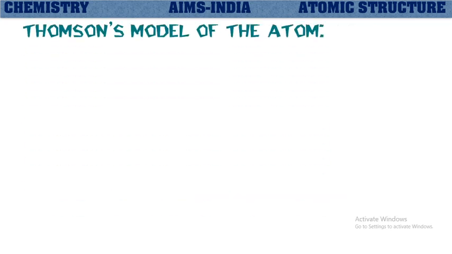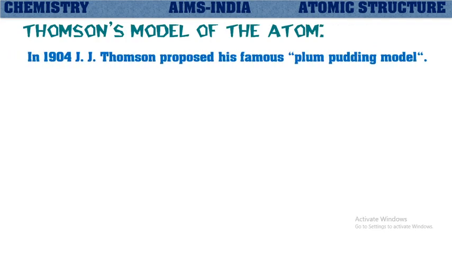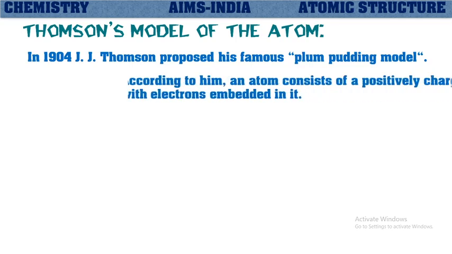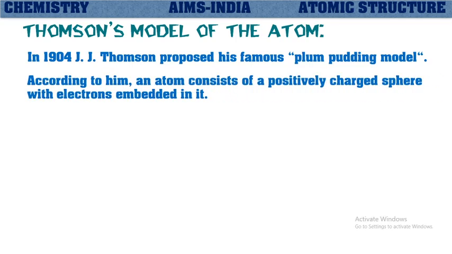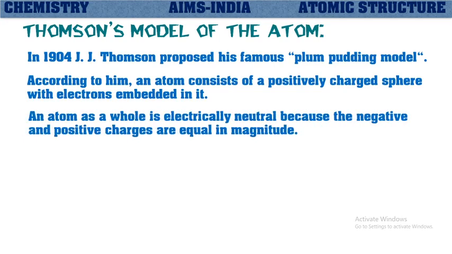Next, Thomson's model of the atom. In 1904, J. J. Thomson proposed his famous plum pudding model, which is also known as the watermelon model. According to him, an atom consists of a positively charged sphere with electrons embedded in it. An atom as a whole is electrically neutral because the negative and positive charges are in equal magnitude.